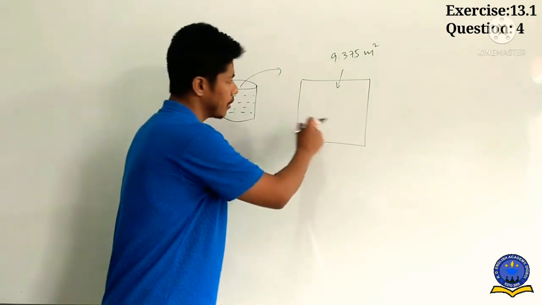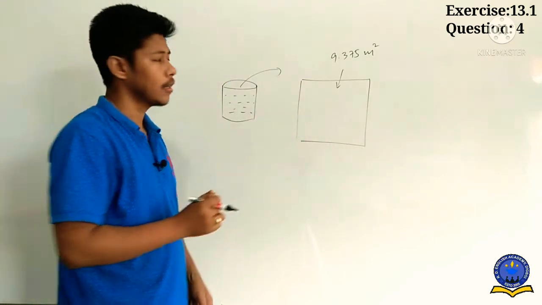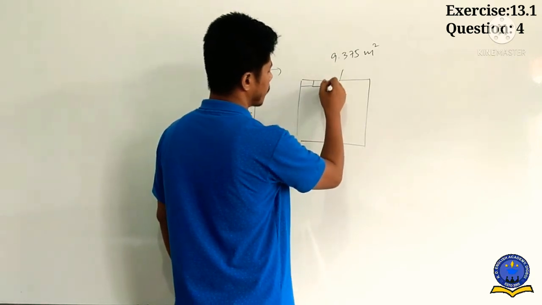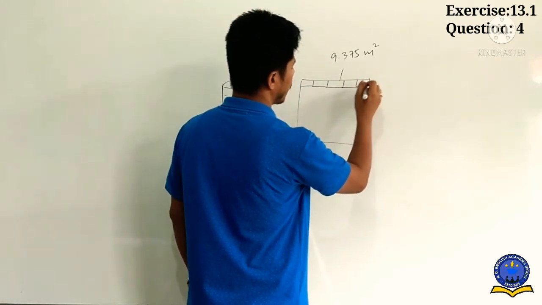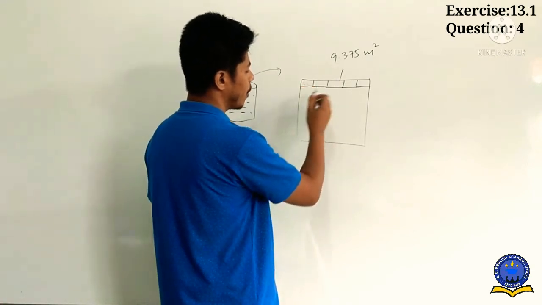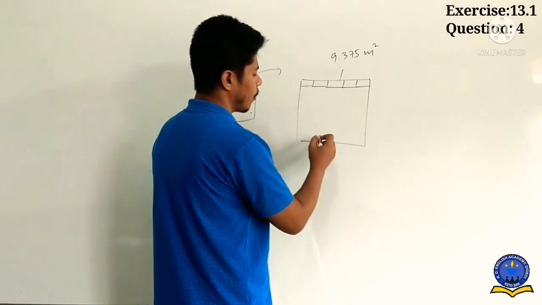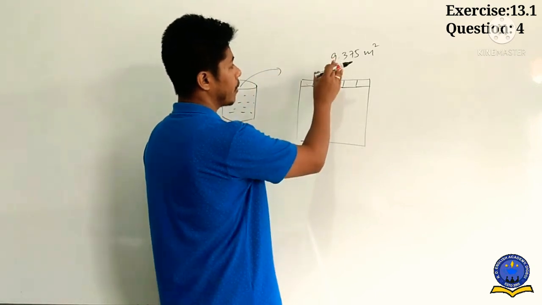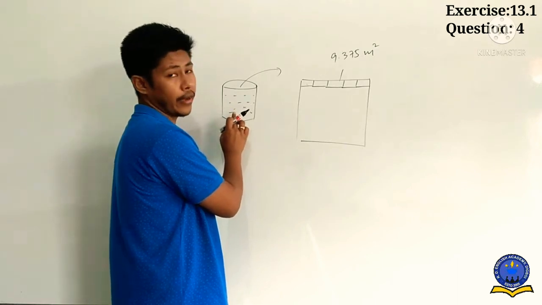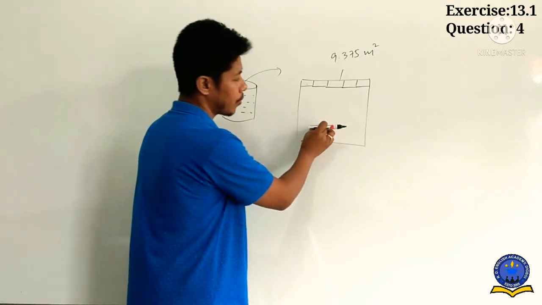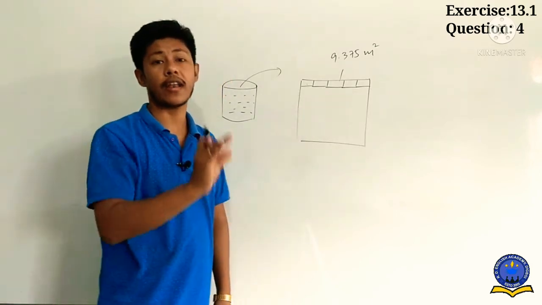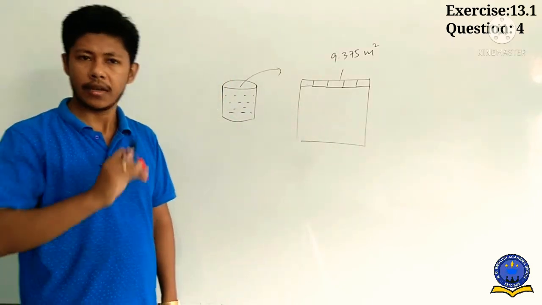Obviously this wall consists of some bricks. Suppose the bricks are like this. How many bricks of this type can we paint with the paint of this container? Is it clear? That means, in this wall, how many bricks are there? We have to find out the number of bricks.